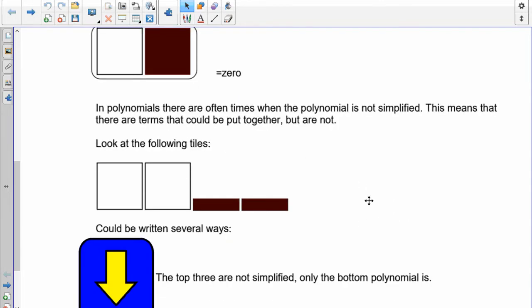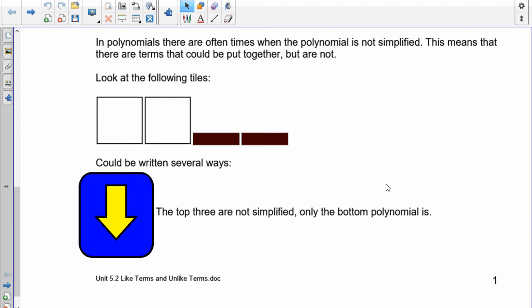Now in polynomials, there are times that the terms haven't been combined or put together. In symbolic terms, just numbers and variables, you could have something like 3x squared plus 7x squared. What we need to figure out is whether you can put x squareds, x's, or constants together with each other and how it's done. So let's take a look at the following tiles.